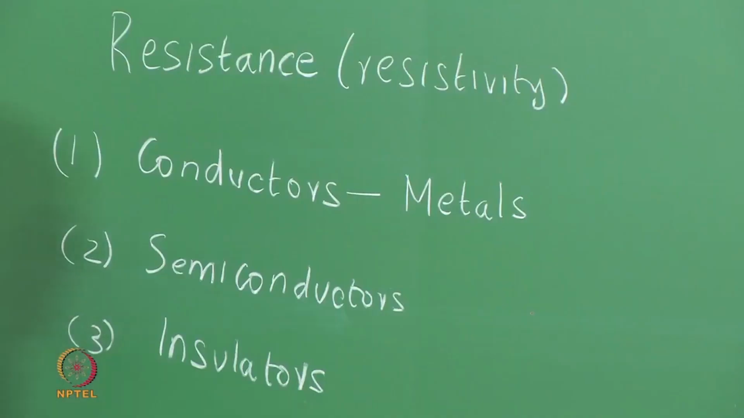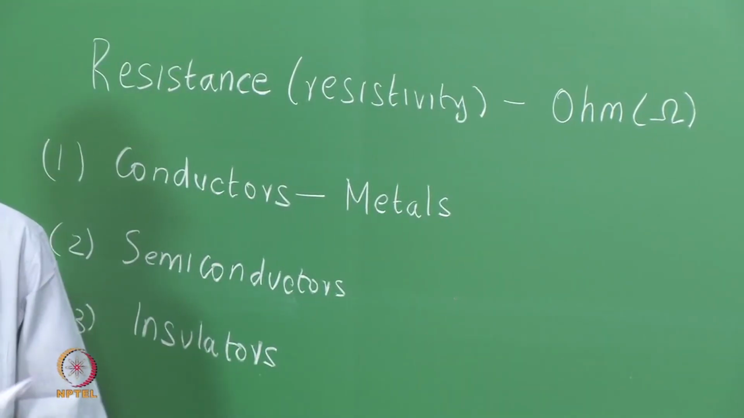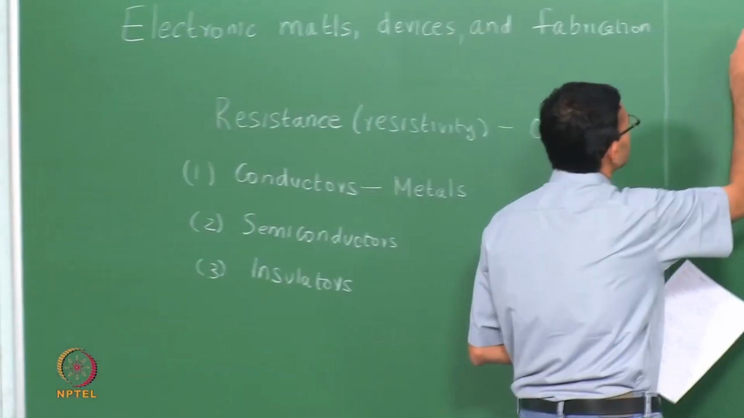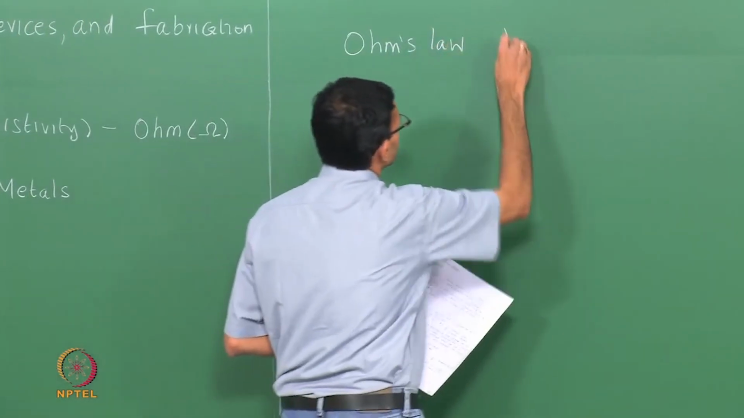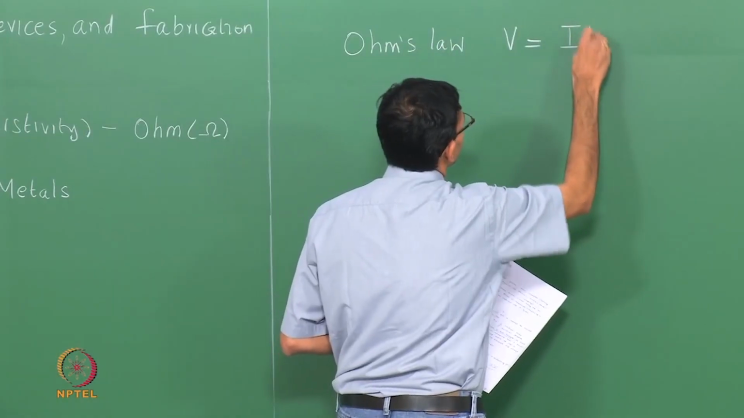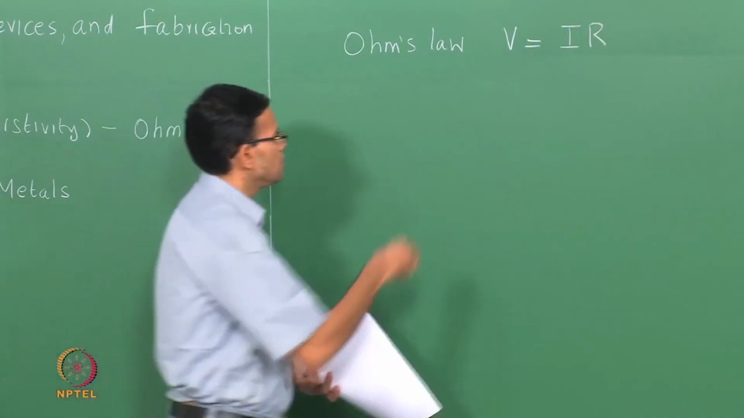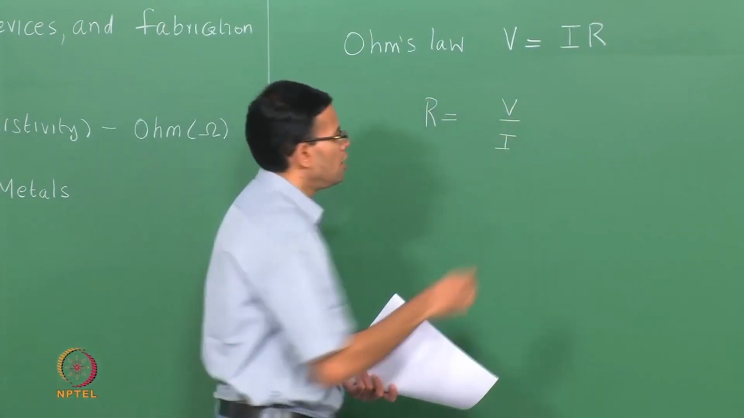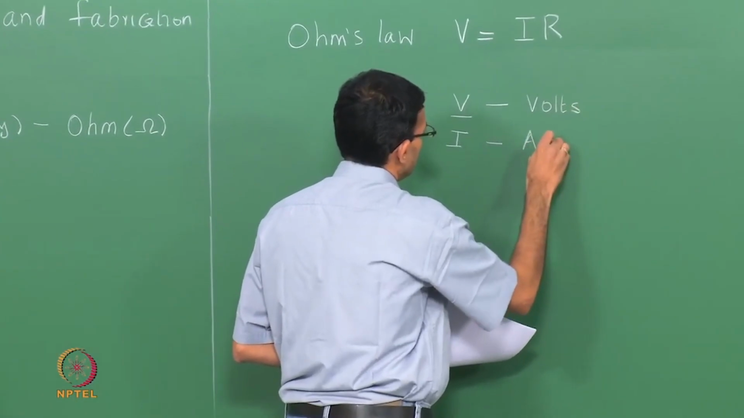When we think of resistance, the unit of resistance is ohm and the symbol is omega. Resistance is related to both the voltage and the current by what is known as Ohm's law. Ohm's law states the voltage is nothing but the current times the resistance. Another way of writing it is resistance is voltage over current. The unit of voltage is just volts, the unit of current is ampere.